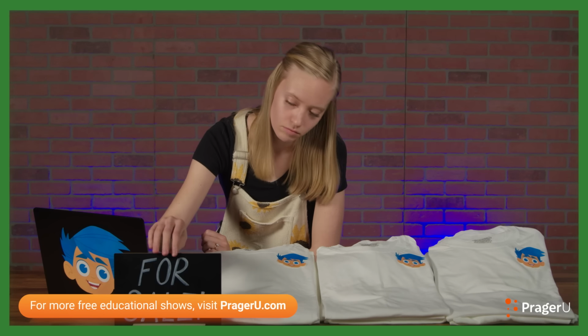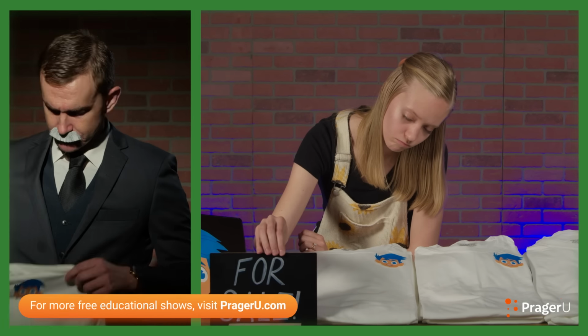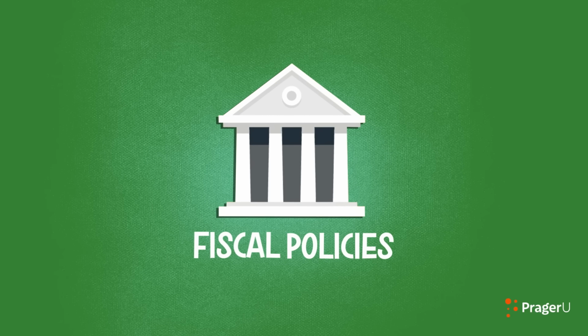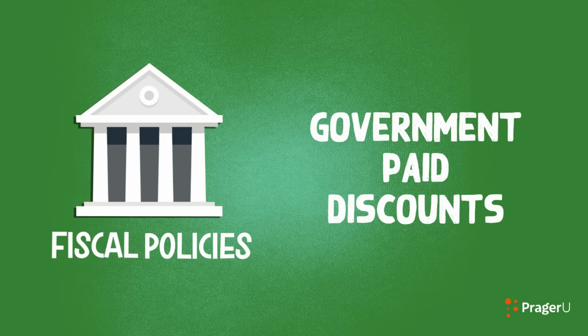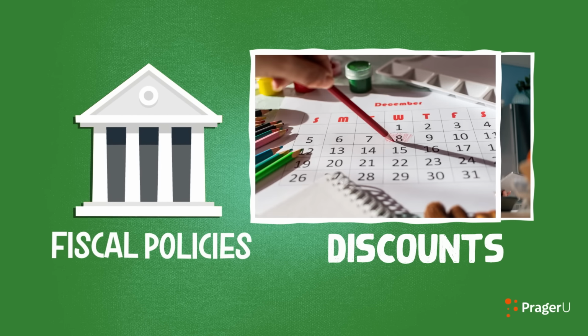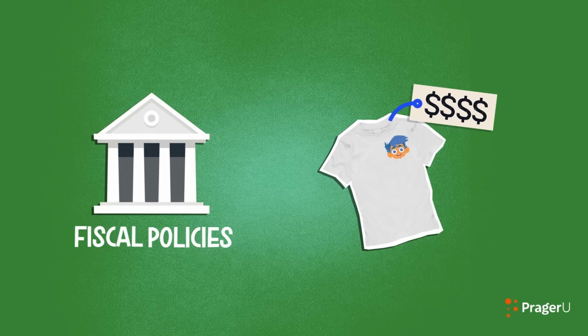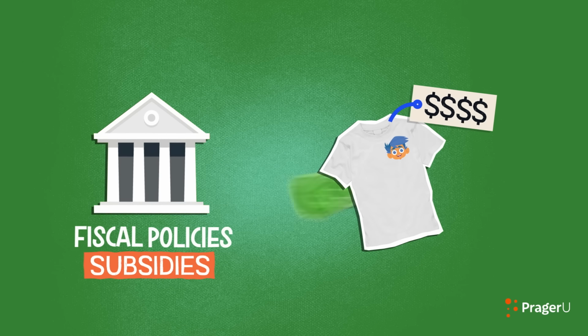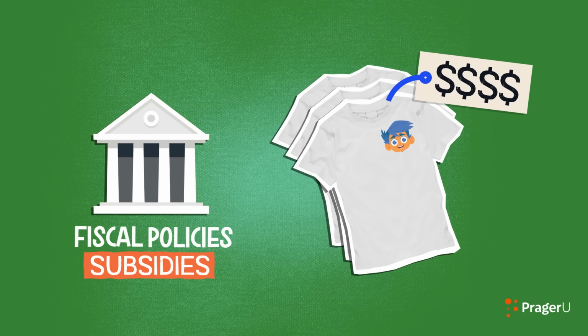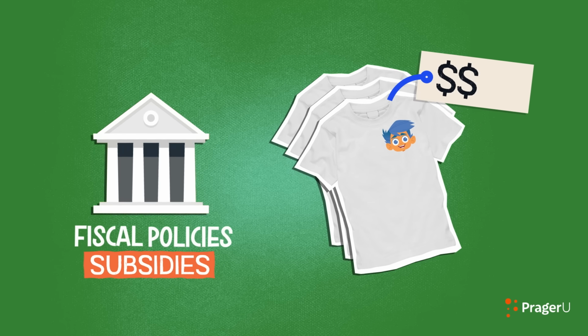So, if demand for the t-shirt company is low, Keynesians would suggest a change in government fiscal policy to encourage more buyers. Fiscal policies could include government-paid discounts to certain groups or at certain times. Or they could include subsidies for clothing companies to boost that particular industry with the intention to drive down t-shirt prices and increase demand. Without government intervention, it would be quite difficult to increase your sales.